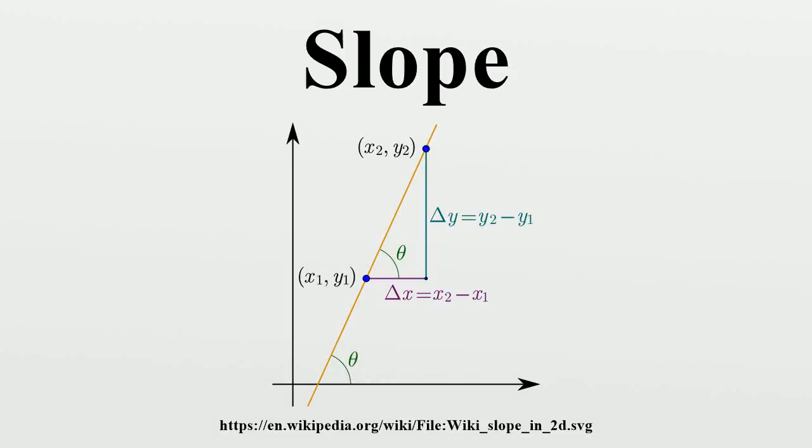In mathematics, the slope or gradient of a line is a number that describes both the direction and the steepness of the line. Slope is often denoted by the letter m. The direction of a line is either increasing, decreasing, horizontal or vertical.